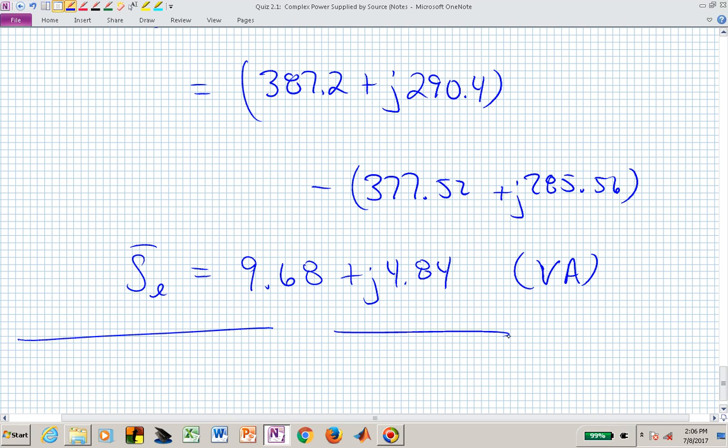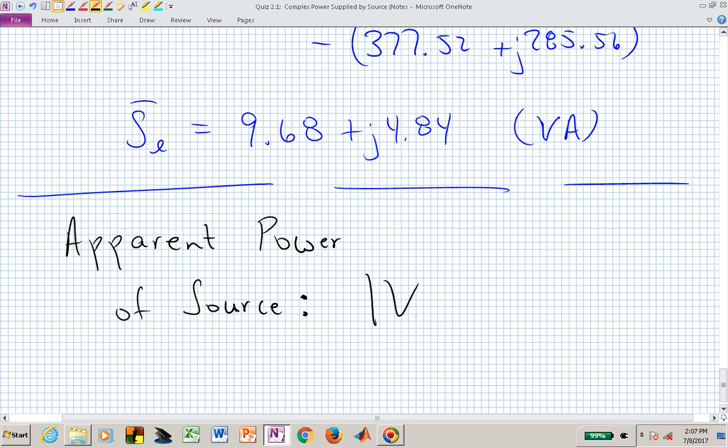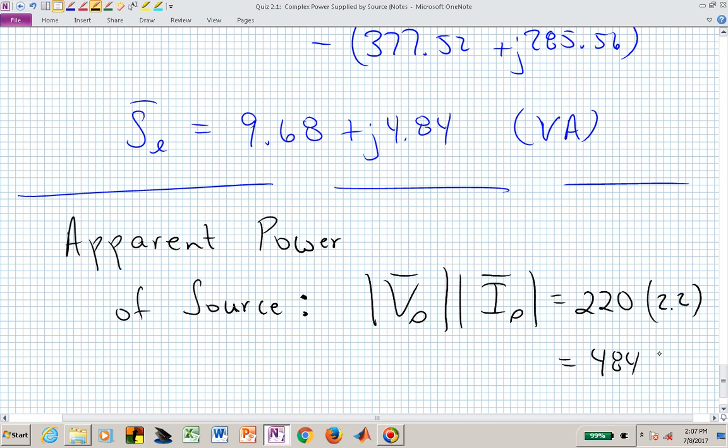And two more things that we can just make sure that we know or can compute. We've actually already found this value, but let's just go ahead and write it down. The apparent power of the source, how much apparent power is being asked by the source, is the source voltage magnitude times the magnitude of the current in that system. We were starting with a source voltage magnitude of 220. We computed the magnitude of our current to be 2.2. So the apparent power of our source is 484.